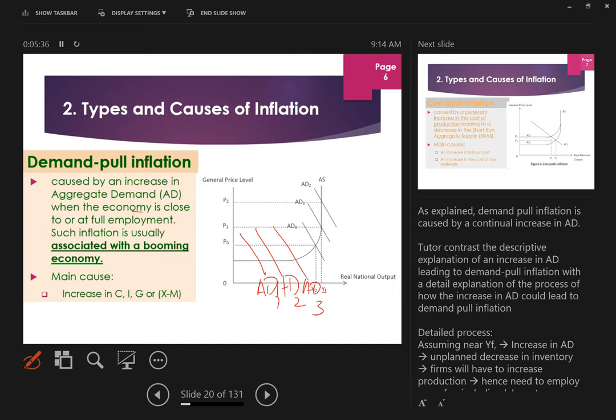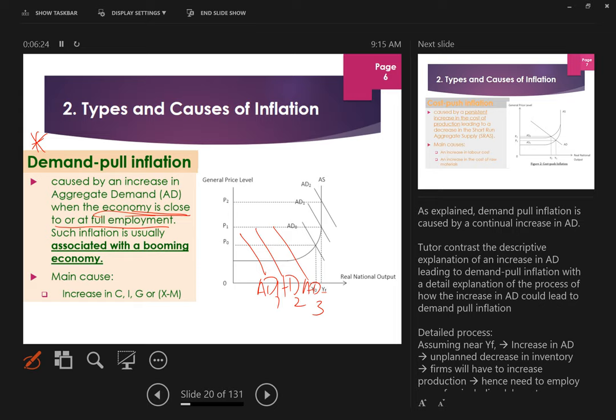When you talk about demand pull inflation, the other thing that I want to address is why at least three AD lines. Remember the definition of inflation. Inflation here is the sustained increase in general price level, or the persistent increase in general price level. If you only draw two AD lines, is it sustained or is it persistent? The idea of sustained or persistent is not clearly exhibited if you just draw two AD lines. So for you to show that it's sustained, you need at least three AD lines.